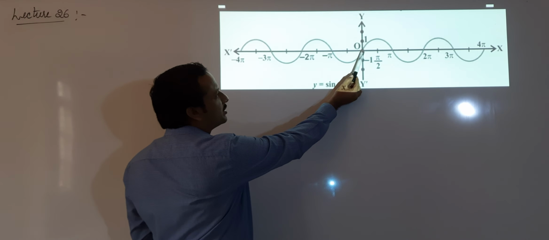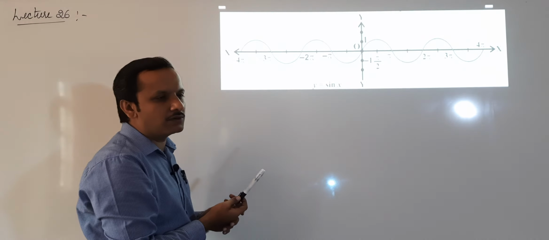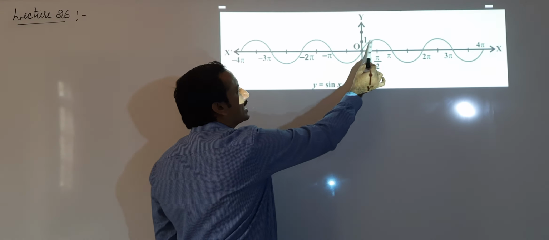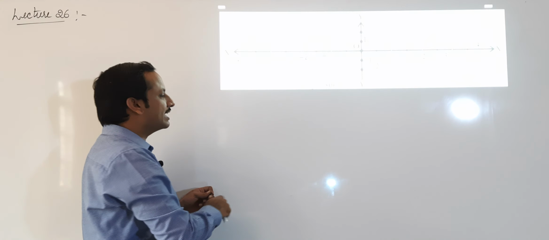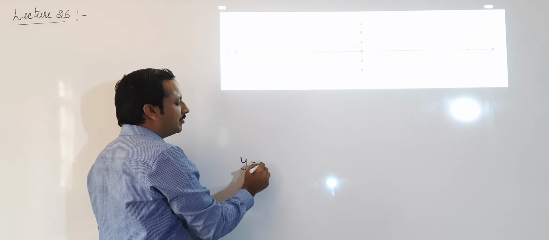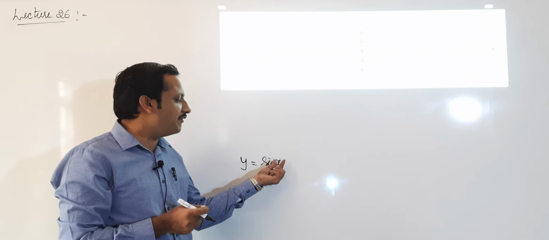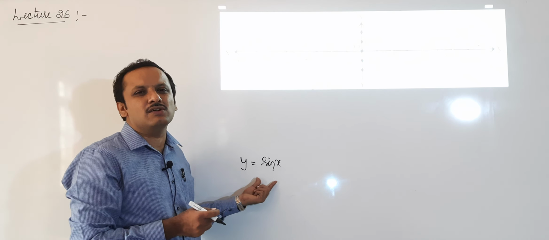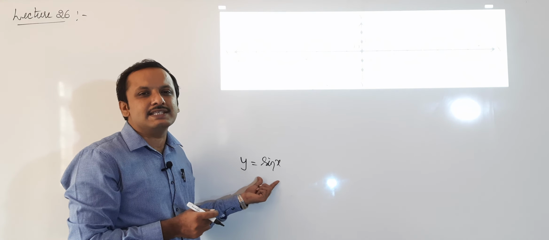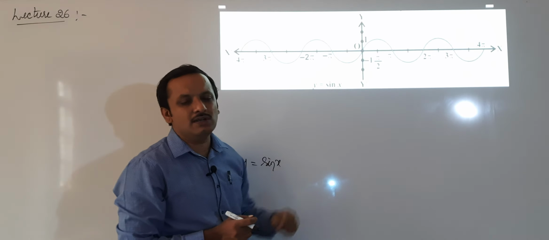At 0, observe, the value of sine x is 0. As you know, sine 0 is equal to 0. So, this graph touches the x-axis at 0. So, this is the graph of y is equal to sine x, right? If I put x is equal to 0, y is equal to sine 0. Sine 0 value is 0. So, when x is 0, y is also 0.